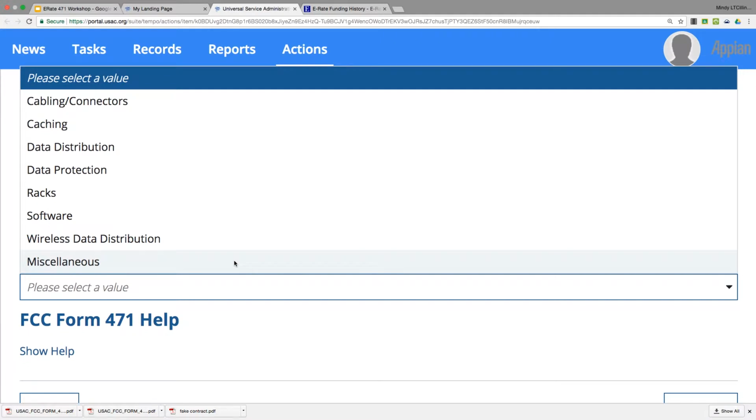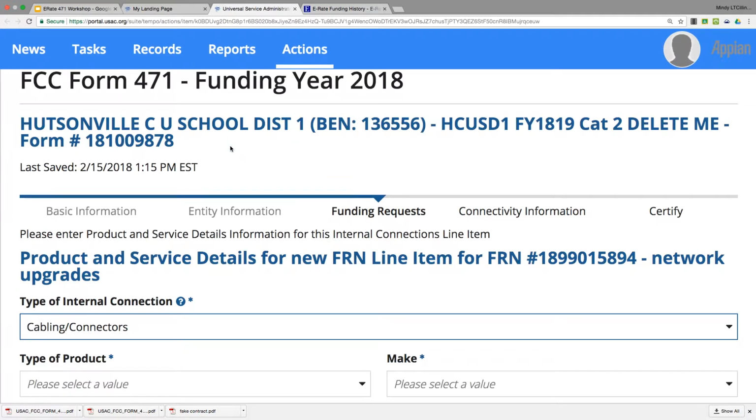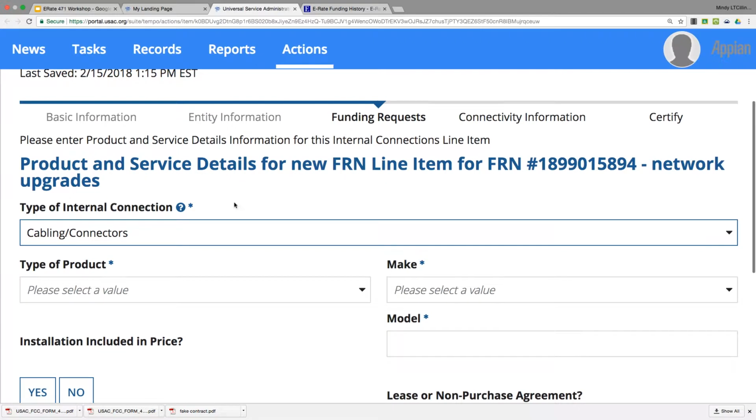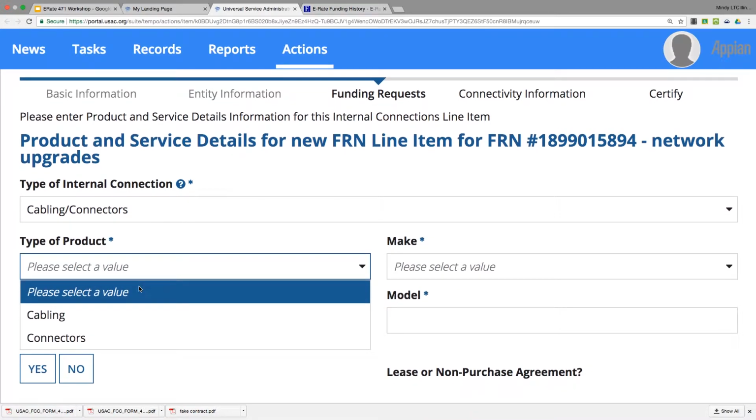So here I am. I'm going to say what kind of service this is. I'm going to start with the top service of cabling and connectors and go through to show you all the various options. So the first service, cabling and connectors, when I come down to type of product, my product choices are cabling and connectors. Those are the only 2 product lines in cabling and connectors. You can do it either way.